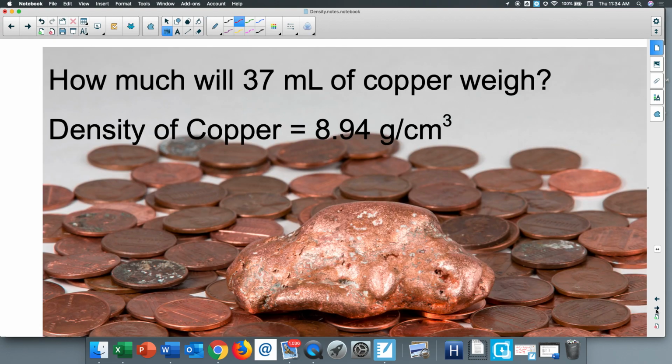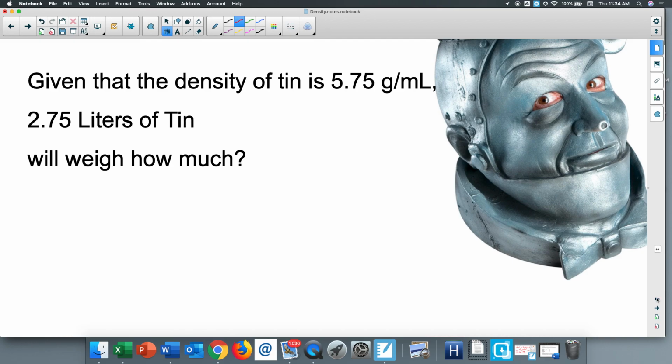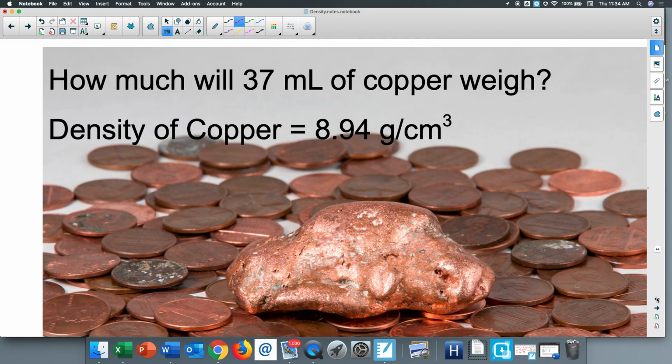3, 2, 1. Oh, not yet, Tin Man. Hold on, we're going to do the Copper Man first. How much will a 37 milliliter chunk of copper weigh, given that copper has a density of 8.94 grams per centimeter cubed? Go. Talk to your homie. Do some calculations. Enjoy.